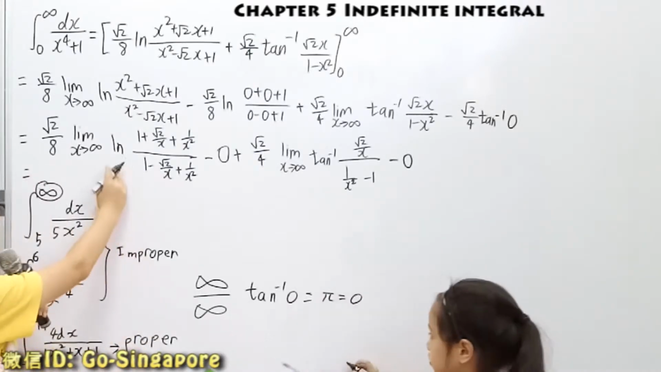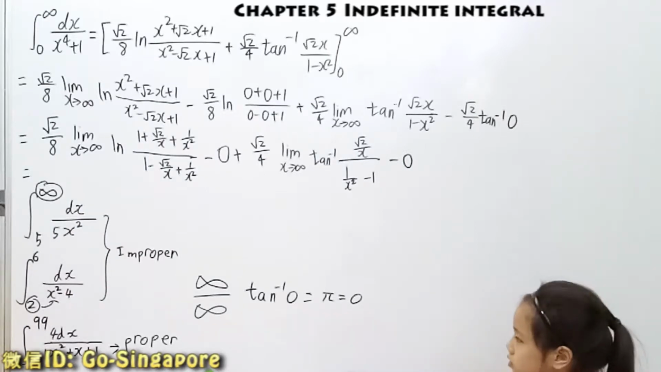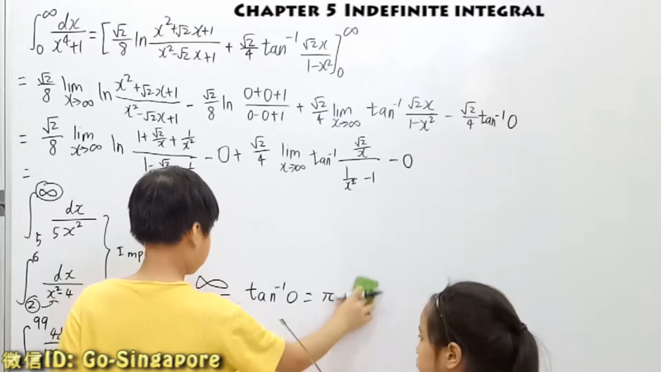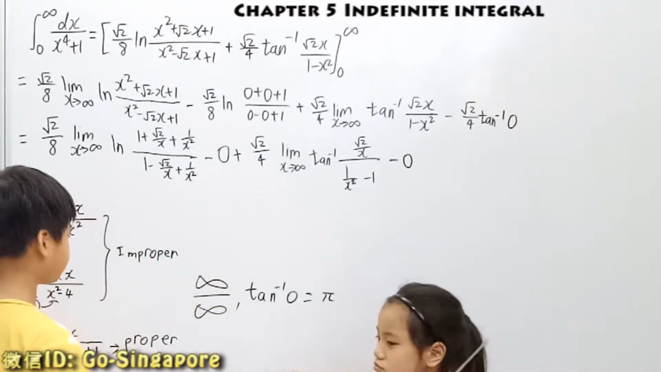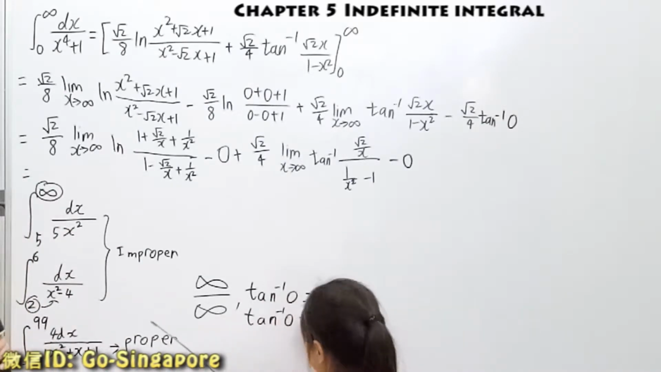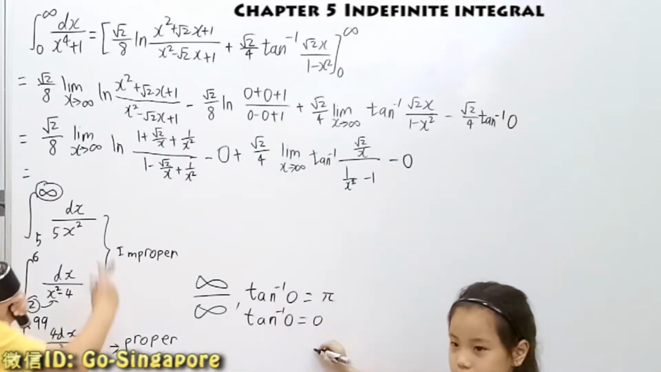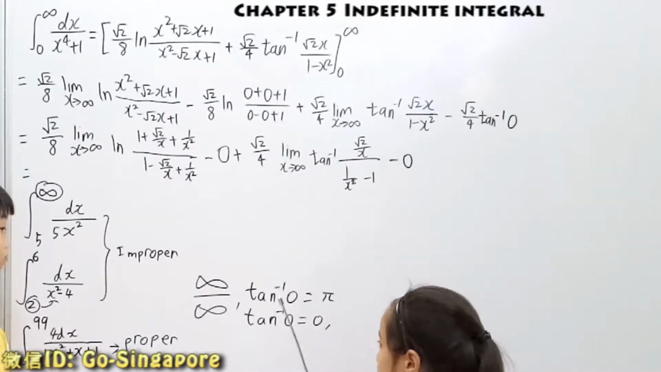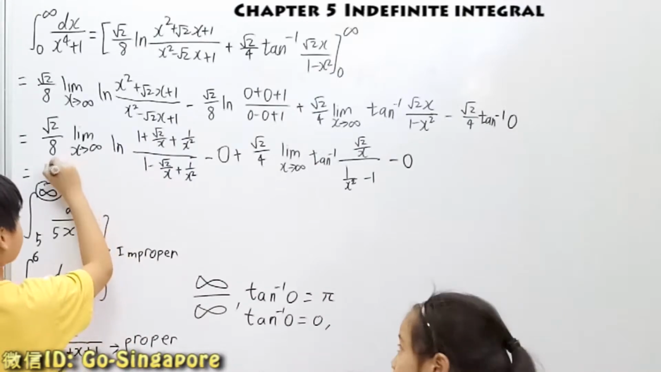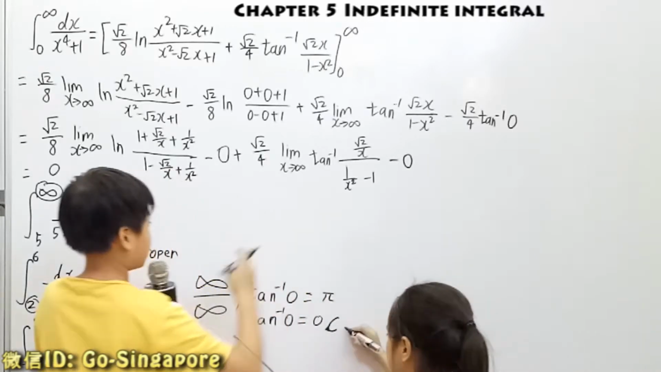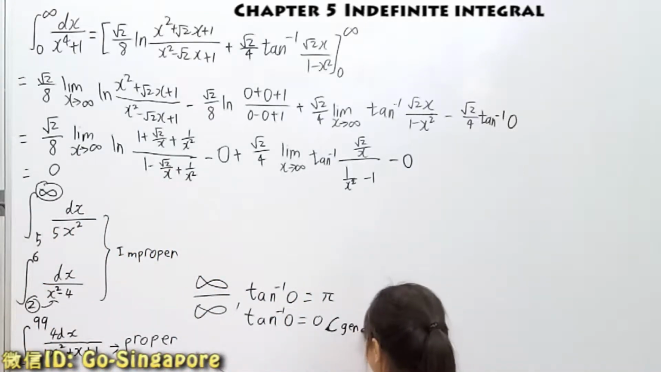So over here is also ln 1, right? So actually these two are different. And since we talk about this, so what is ln 1? Ln 1 is 0. How about this part? Inverse tangent 0, so 0, right? So this is just a 0.